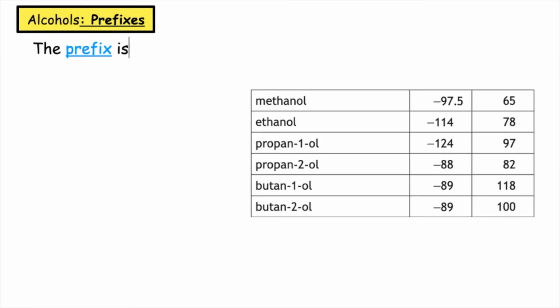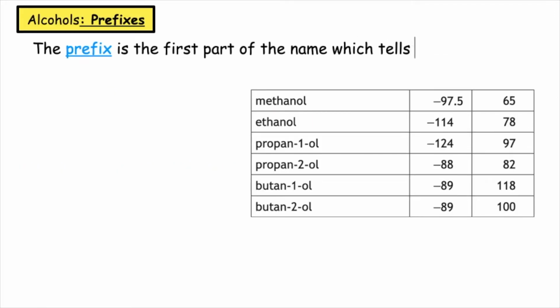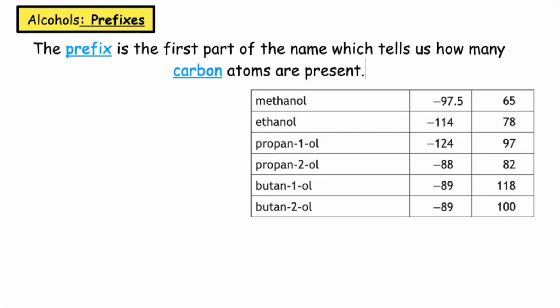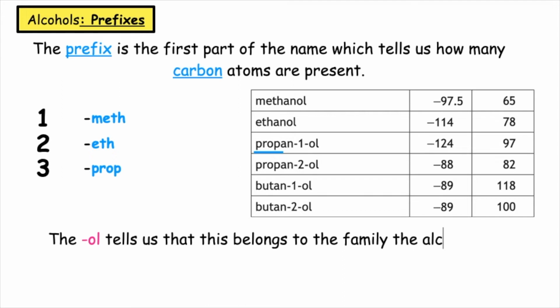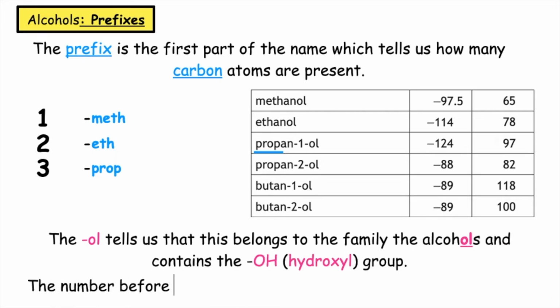The prefix is the first part of the name, which tells us how many carbon atoms are present. So when we're using our data booklet, meth would tell us we've got 1 carbon, eth 2, prop 3. However, the ol tells us that this belongs to the family of the alcohols and contains the OH group, which is known as the hydroxyl group.